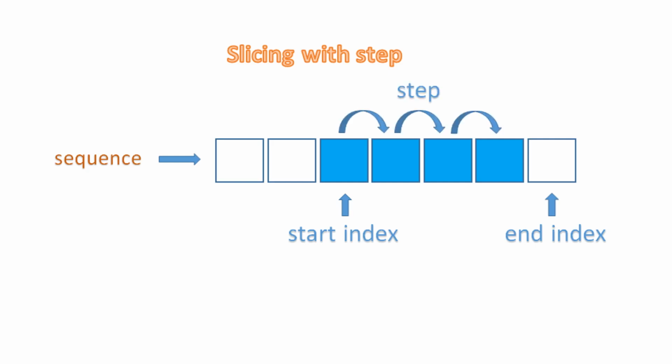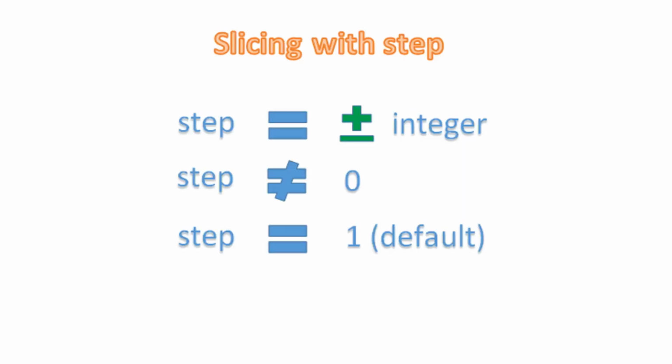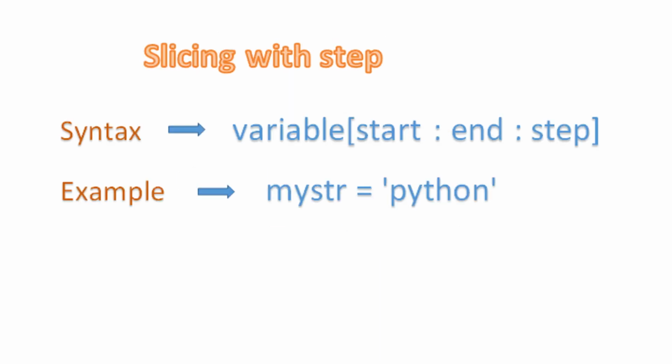Step is an optional argument that determines the increment between each index for slicing. Step must be an integer and can be a negative or positive number, but must not be 0. Default value is 1. Let's understand this with an example.